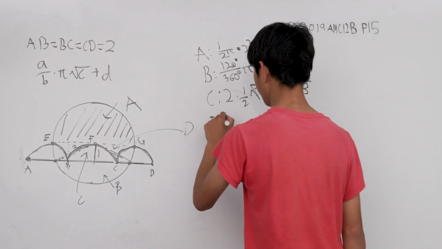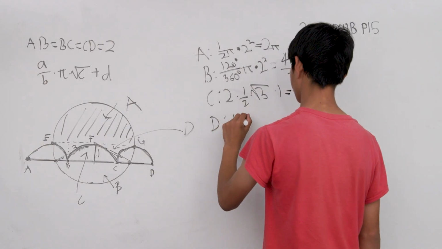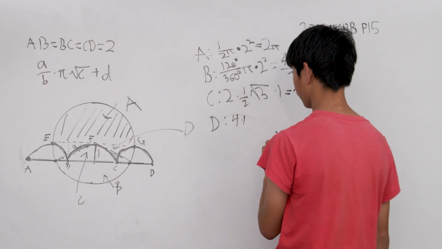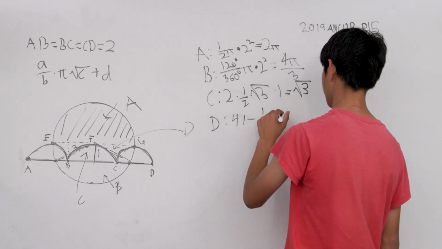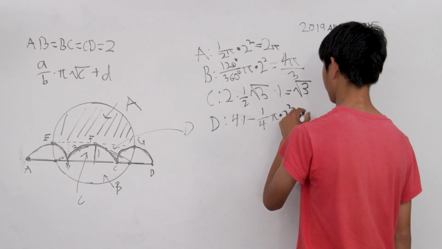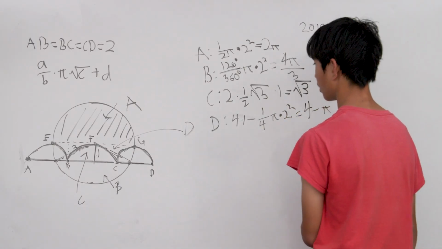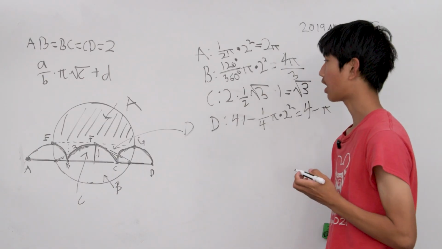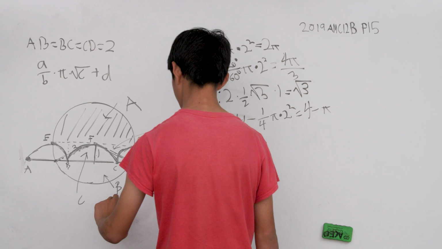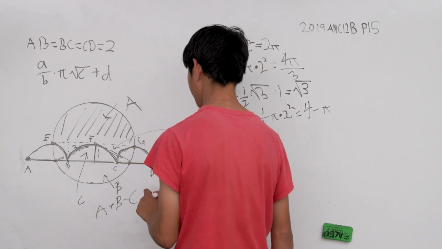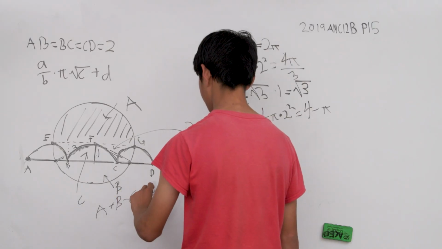So for area D, the corners, we have 4 times 1, and then you have to subtract 1/4 pi times 2 squared, or 4 minus pi. And what you want to do algebraically is add A, B, subtract C, because we don't want this semicircle, and then add D.